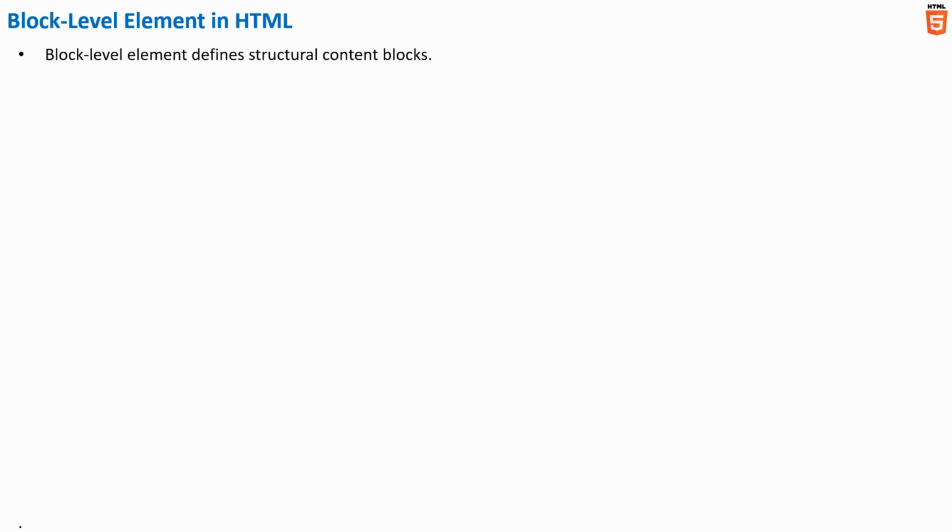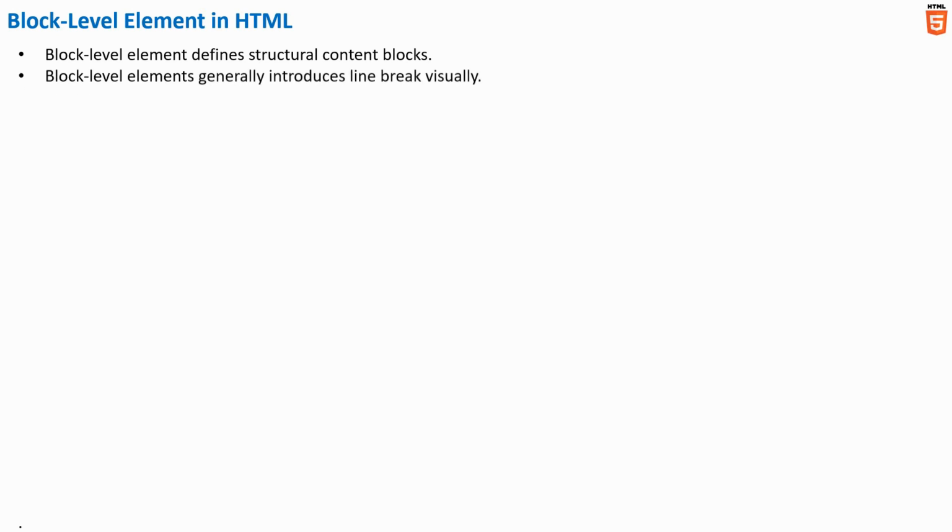Basically here we will have some structural content block inside which we will write our code. For example, we will be having the heading element, right? And in that heading element we will be having the opening heading tag and also the closing heading tag. And in between this opening heading tag and the closing heading tag, we will write some content which will be displayed as the heading. So this is an example of a block level element.